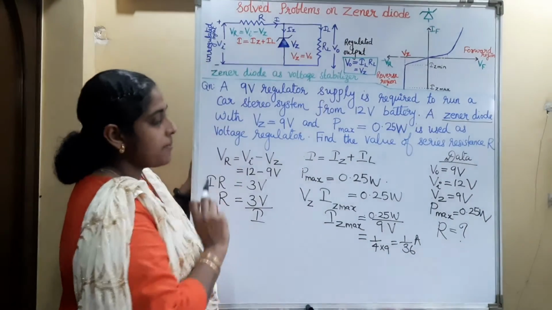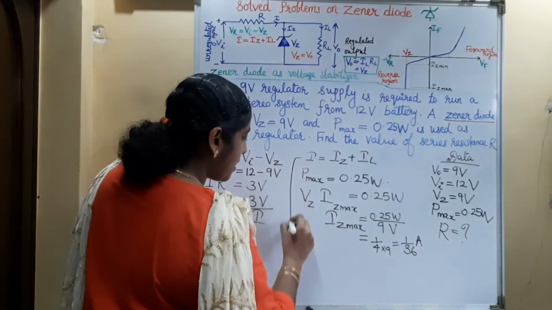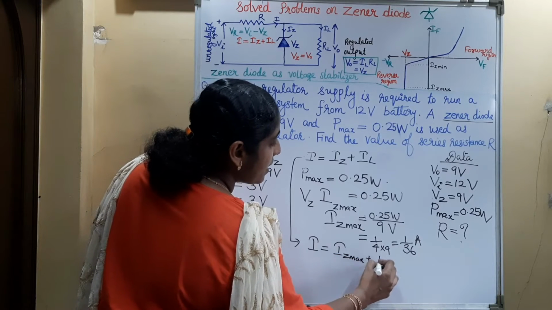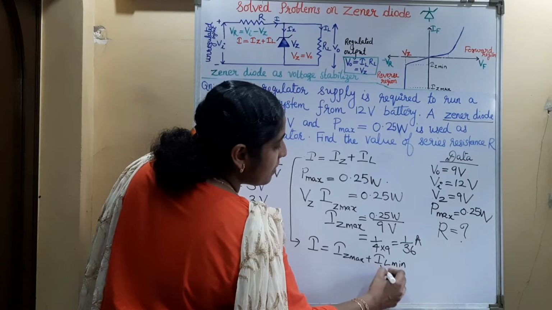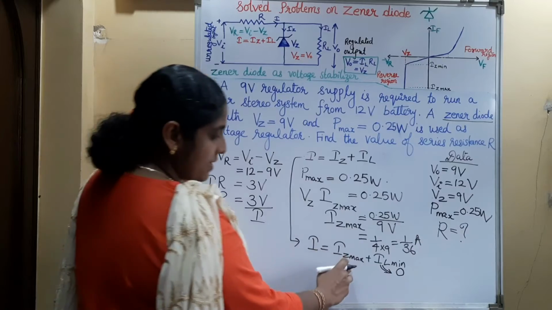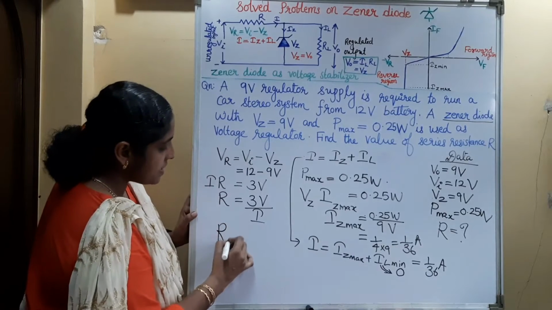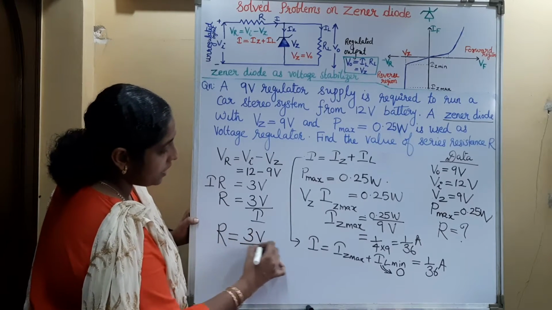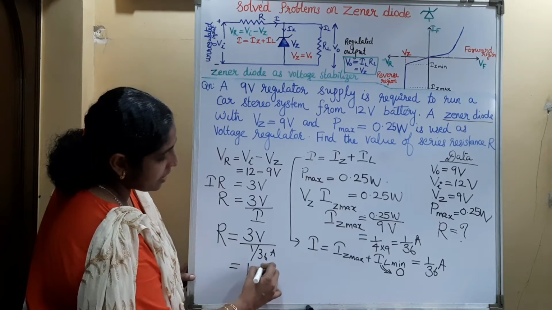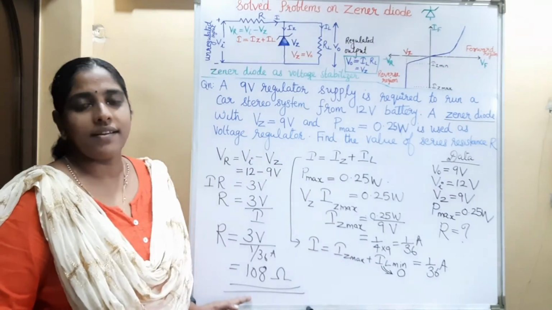So from the given maximum power rating of the Zener diode, we get the maximum Zener current. So the main current I is equal to IZ maximum plus IL minimum. Here what will be this minimum load current? We can consider it as 0. So the main current I is equal to IZ maximum, that is 1 by 36 ampere. So the value of this series resistance is 3 volt divided by 1 by 36 ampere, that is equal to 108 ohm. So the value of series resistor required is 108 ohm.